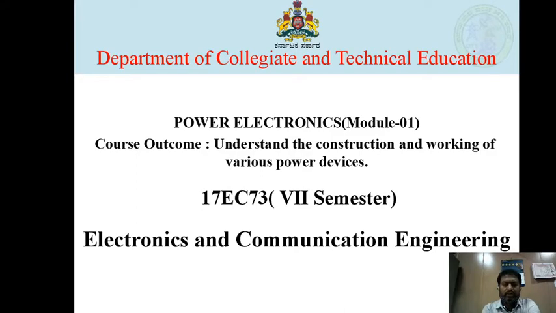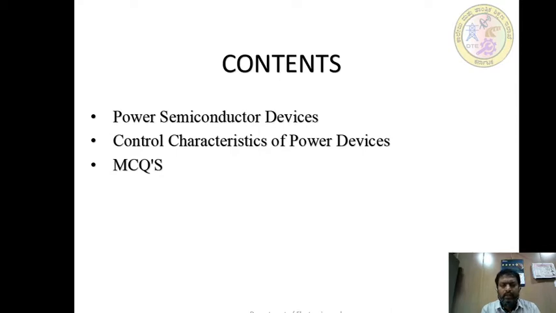Good morning. Let us now start with the concept of power electronics, second session. Even here, the outcome of this course is to understand the construction and working of the various power semiconductor devices which we have dealt with in the last session. Moving on to the contents of today's session that we are going to cover: control characteristics of the various power devices, followed by some multiple choice questions.